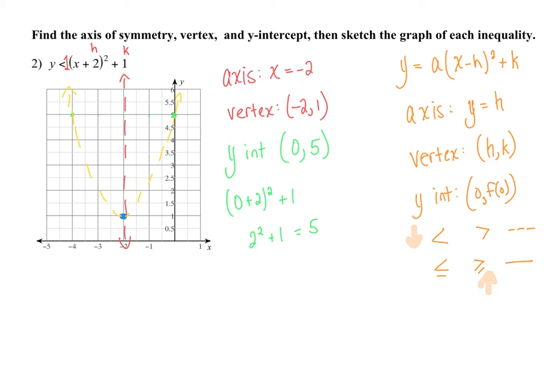And to decide my shading, it is below it. Well, I look at my vertex and say, which side of it is below it? Well, this side of that graph is below, so I'm going to shade here.